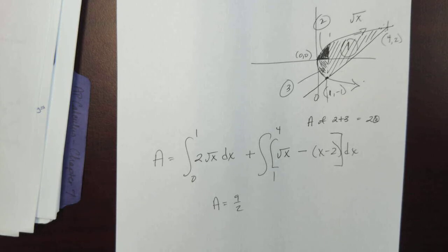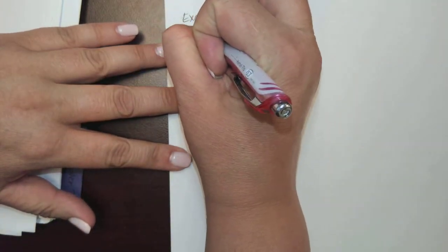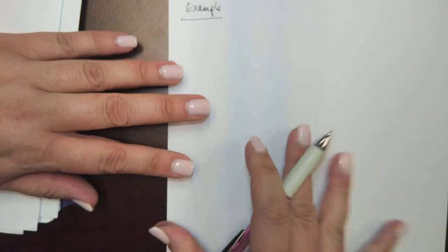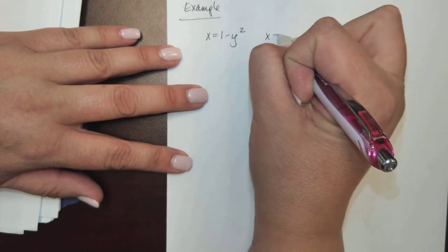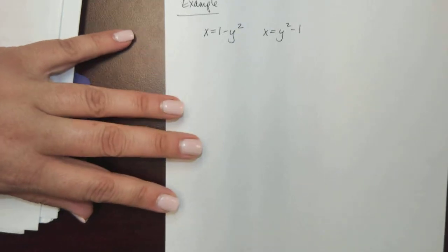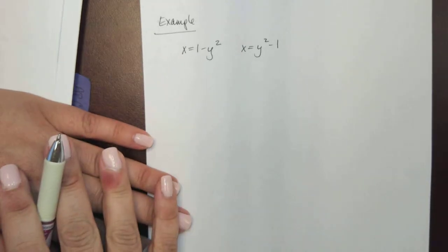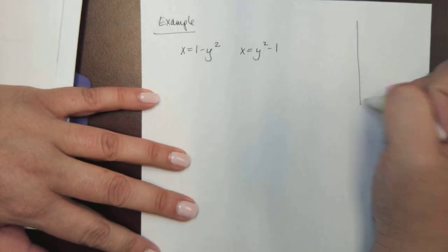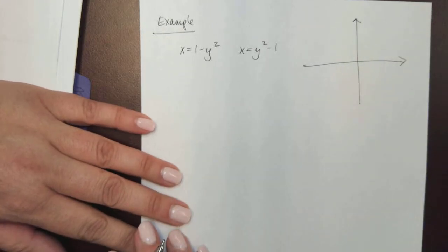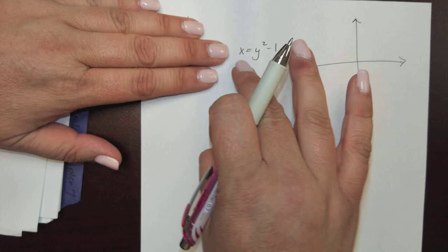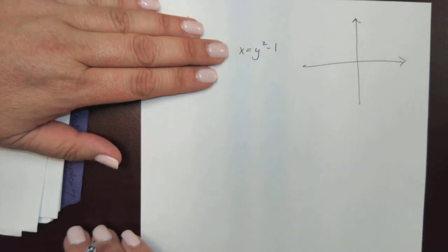So this is an example not in the book. x equals 1 minus y squared, and x equals y squared minus 1. Ooh, more parabolas on their sides. Okay, so let's remember how to graph this. Let's do this one first, y squared minus 1.